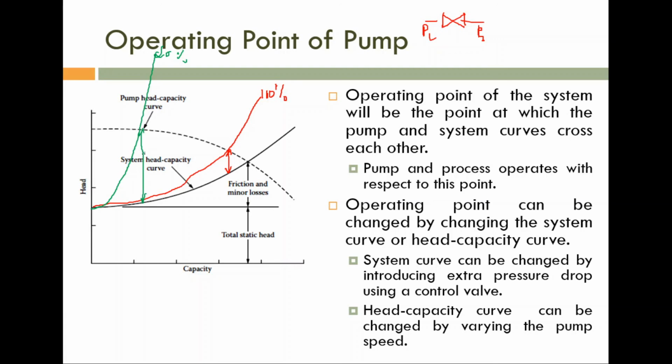So what is happening? If you are including a valve, definitely it will contribute some more friction, and that friction will increase if you are closing the valve. Here we are not changing the pump curve, we are changing the system curve by including a control valve. That is the role of a restriction device, the best example being the control valve. By using a restriction device, we are changing the system curve, not the pump curve.